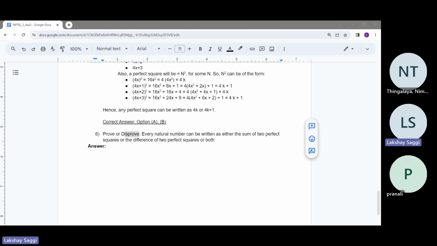Oh, so you think that we will be able to prove this thing? So actually, the given claim is incorrect. Actually, we'll be able to disprove this. And why is that the case? Let's just take the number 7. Just consider the number 7.